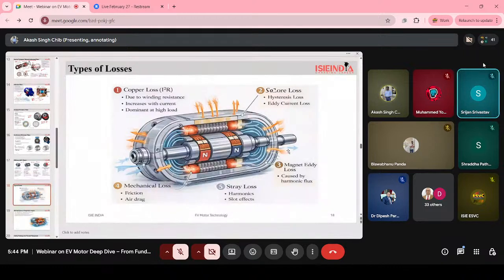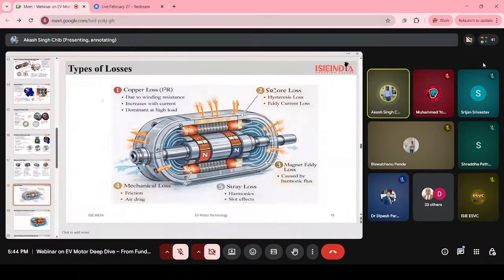Then comes the types of losses we see in the motors. We have seen the efficiency, and to increase the efficiency, we look at some losses also. First, some energy is always lost in the form of heat. So these losses basically reduce motor efficiency.